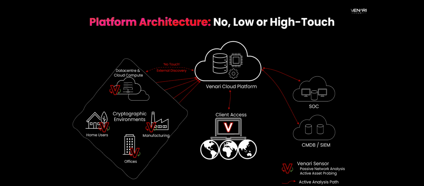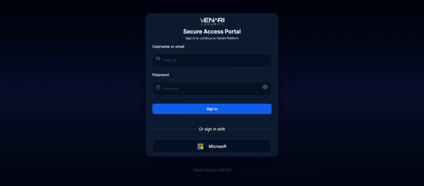Venari looks through the networked environment to identify applications and their dependencies, and measure cryptographic risks aligned with internal policies or regulatory standards. Here we will take a look at the interface that connects into these environments. We will start by gaining secure access to the platform.